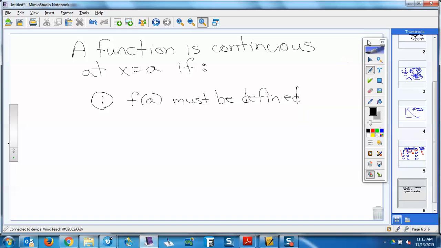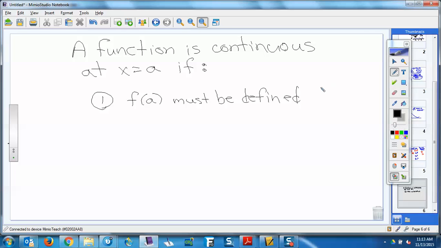So off to the side, I'm going to show a couple of examples that would violate that. Like, for example, having the tangent graph, right? At pi halves, tangent is undefined. Or we've seen some with a hole in the graph. So if the function's not defined there, then you've got a problem. You'd have to lift your pencil. It's just not continuous then.